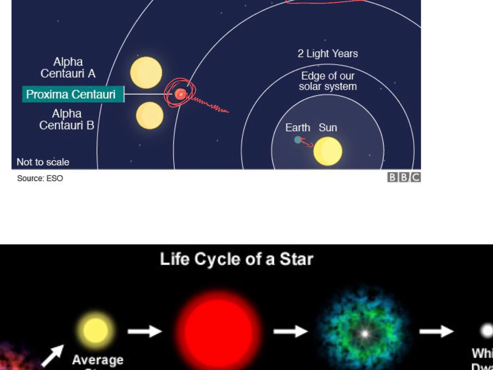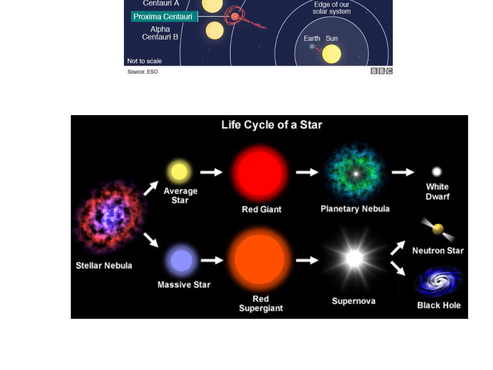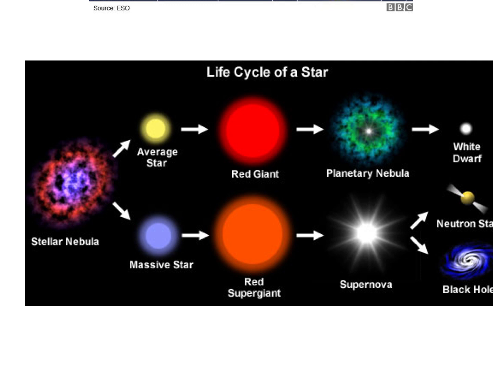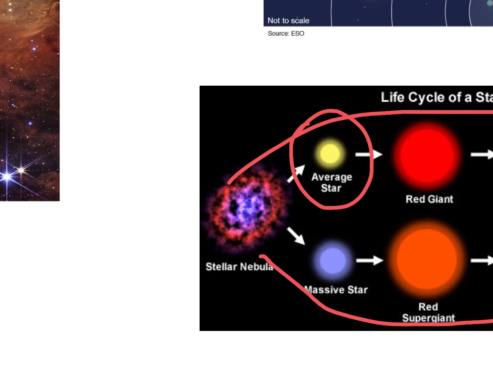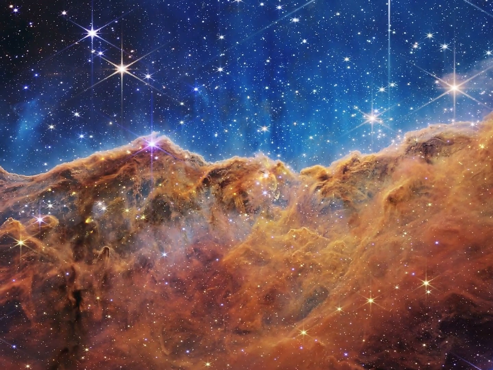Let's now have a look at the life cycle of a star. You might look up at the night sky and think those stars will always be there. In fact, over the billions of years of our universe, stars come and go, they're born and they die. Our sun is just an average star sitting about here on this life cycle. For stars of a similar mass, they follow this top pathway here. For more massive stars, I think it's about 8 times the mass of our sun, they follow this pathway down the bottom here. The key thing is they're all born in a stellar nebula, which is effectively an interstellar cloud.